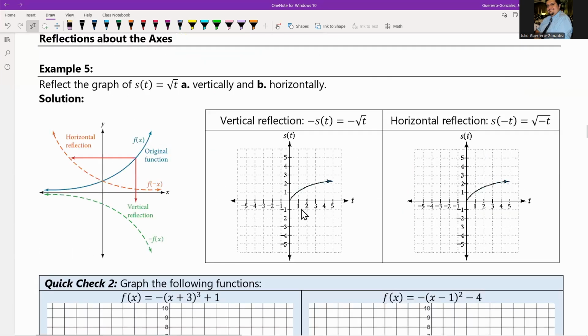Next one. Reflections about an axis. Okay. So again, when you see these kinds of things in a function, this should automatically prompt you to recognize that something's going to be visible on the graph. Okay, so there are 2 reflections here that I'm going to do. This one and this one.